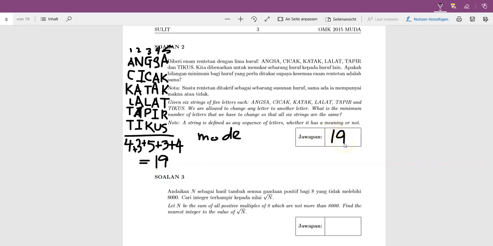Note that over here in these strings, if you swap the positions of these letters, it also counts as a swap. So even though you say the letters are preserved, if the position is changed, it still counts also. Okay.